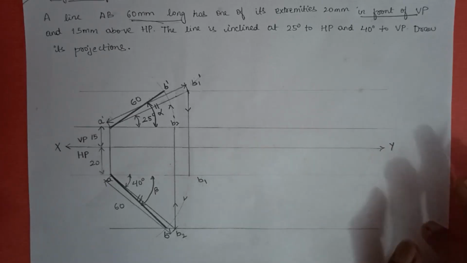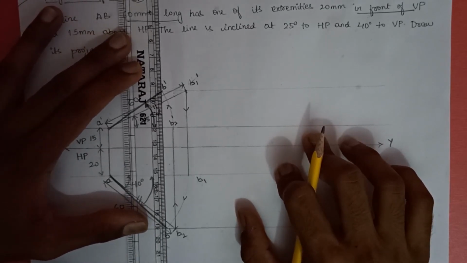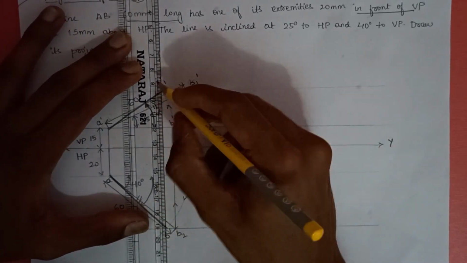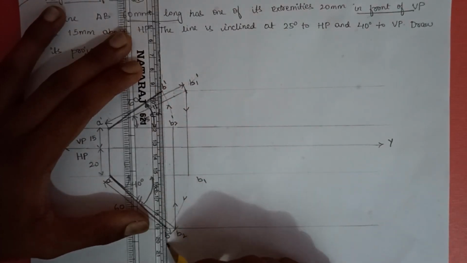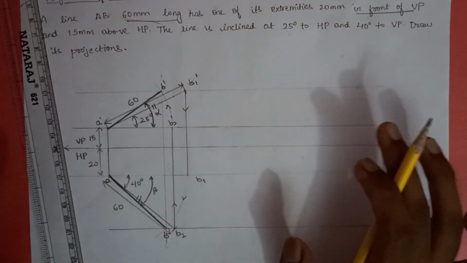There's a trick to verify your answer. So take a scale and just check if they are meeting in a straight line. Now B and B dash are meeting in a straight line. Thus this answer is correct. Okay, it's verified and it's correct.